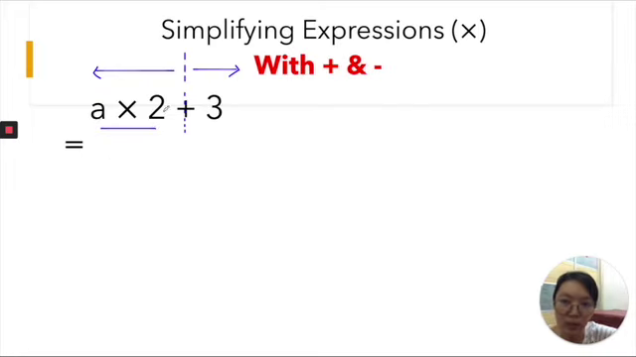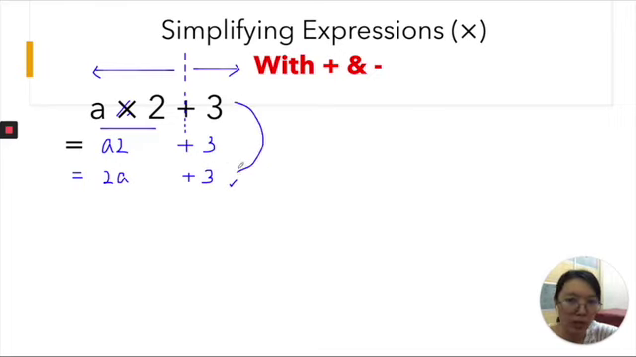So I have a times 2. Again, I can throw away the times. It becomes a2. Then plus, write down 3. I rewrite again. I have to put number first. So put 2 first and then a. Others are the same. Copy down. So the answer is 2a plus 3. This is how you simplify from this very long one to a short one.